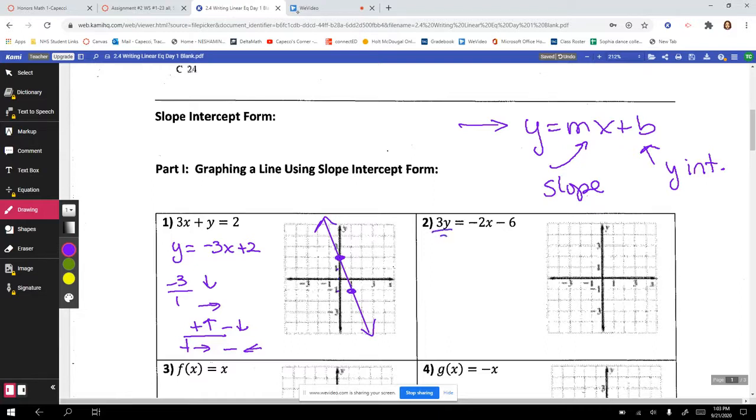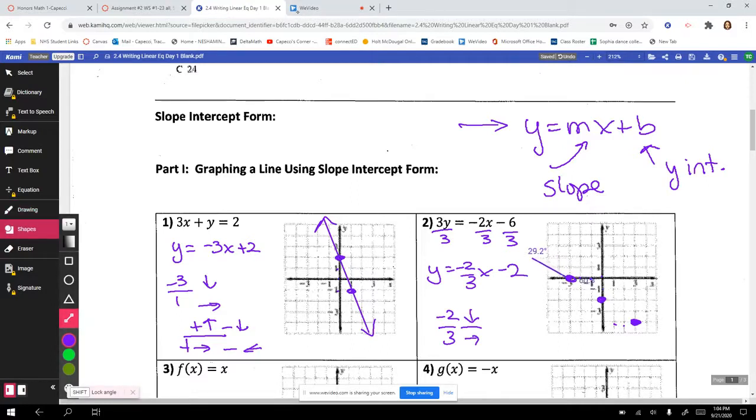In number 2, I have to divide everything by 3. So I have y is equal to -2 over 3x minus 2. My y-intercept is -2. I'm going to go down 2, right? Down 2, and then I'm going to go to the right 3. Down 1, 2, 1, 2, 3. And if I want to go the other direction, because I want more than one point, I just go the opposite way. Up 2 to the left 3. That's the same thing.